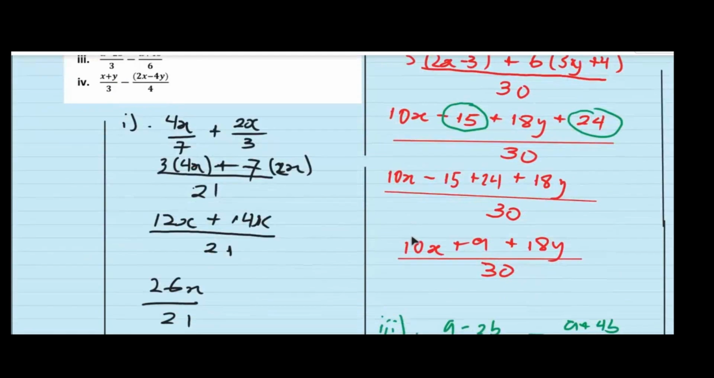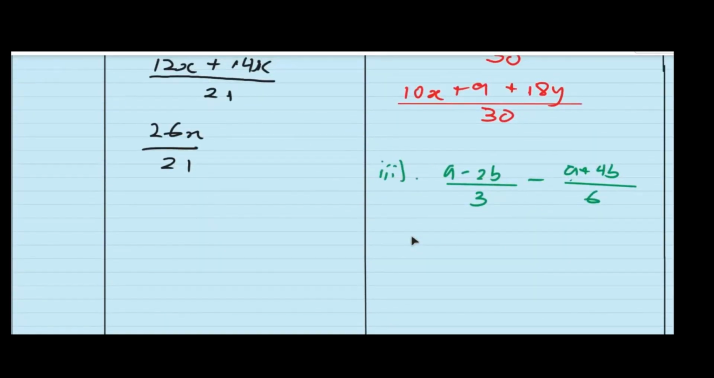Okay, so let's continue. So we have to find the LCM for 3 and 6, and it's straightforward. To get the LCM for 3 and 6, we can just multiply. So 3 times 6 is going to give us 18. So that's going to be the LCM. Now 3 goes into 18 6 times, so we just multiply the 6 by the numerator. The numerator is a minus 2b. And then we have minus here. 6 goes into 18, 3 times. So we have 3 multiplying a plus 4b.